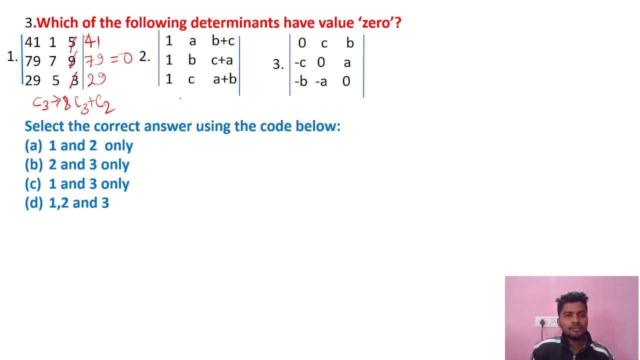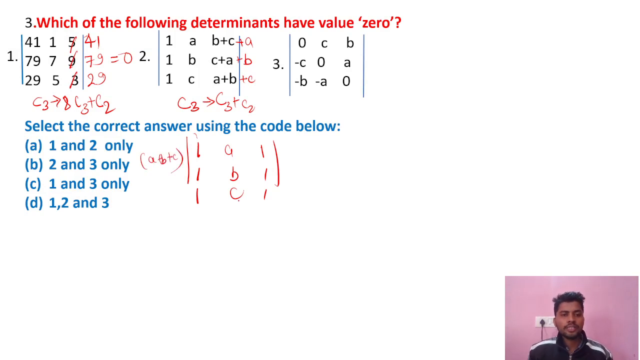Again, you can see here what we can do. In C3 we can do C3 plus C2. So it would lead to A plus B plus C, A plus B plus C, A plus B plus C. Okay, and when we take A plus B plus C common, it will be 1 1 1, A B C, and 1 1 1. So it would also lead to C1 and C3 being the same. So it would also be equal to 0.